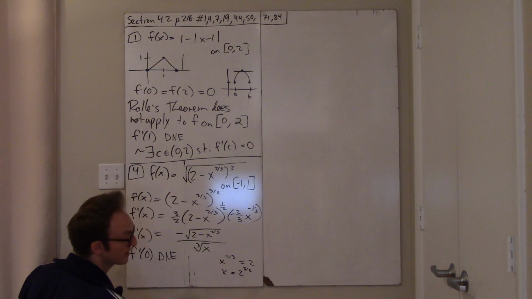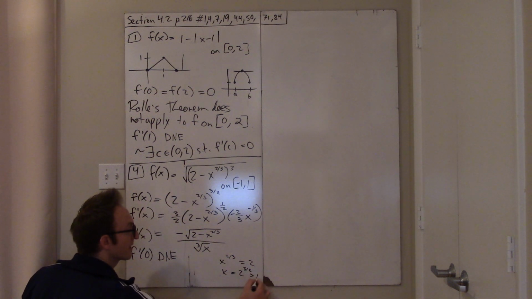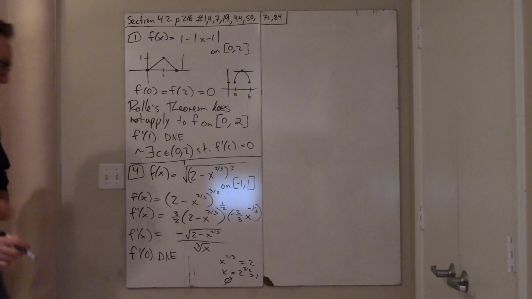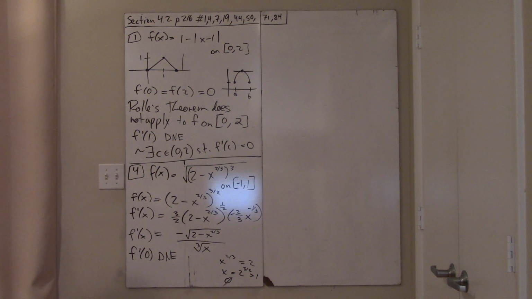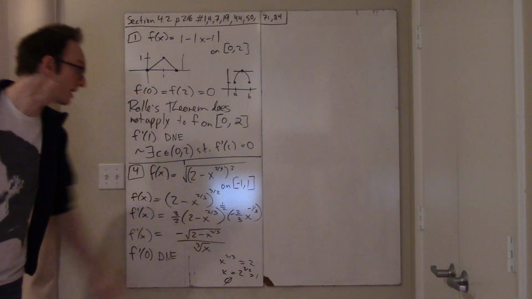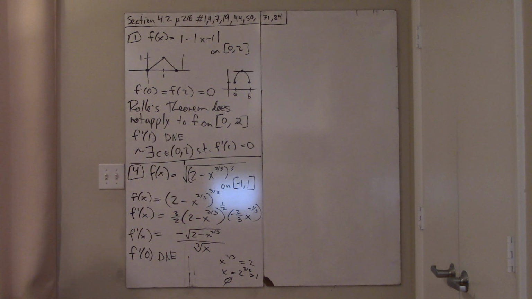But 2 to the 3/2 is something bigger than 1. And so, in fact, there are no solutions to this. There are no times on the interval negative 1, 1 at which this function has derivative 0.